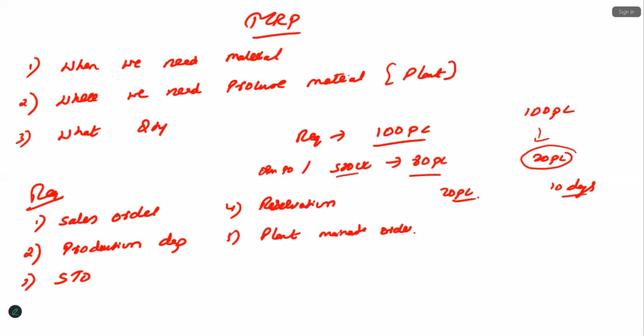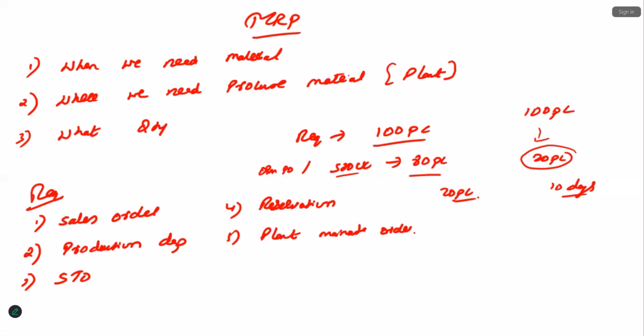To do this manually, what should an employee do? He should check what is the requirement coming from sales orders, production orders, STU, everything. You need to check the stock manually. Check if there is any open PO manually. Then if there is a shortage, you need to place a PR. To do all these activities, it's going to take a lot of time. So to reduce the manual task, SAP has introduced a concept called MRP, which is going to fulfill this requirement.